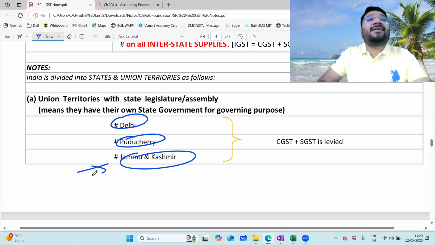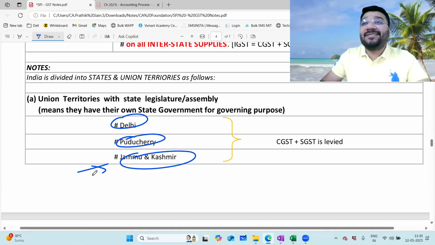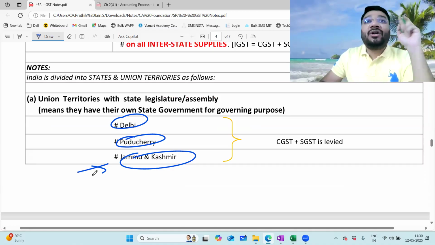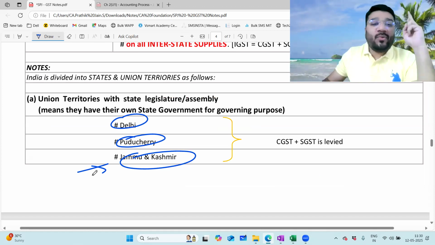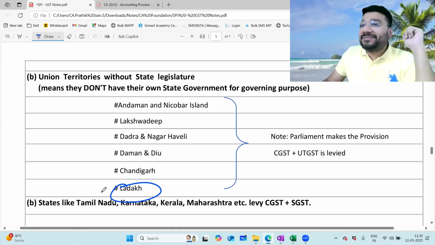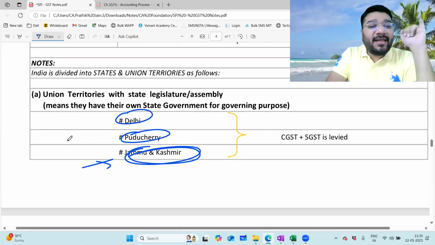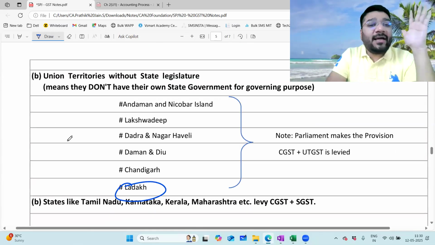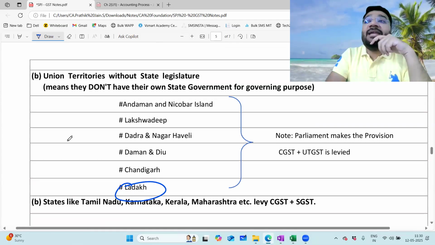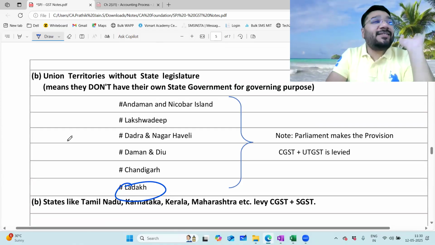Jammu and Kashmir is the latest addition. We cannot forget this. Those who said 7 is correct earlier, but in the last couple of years, 2 more UTs got added. One is Jammu and Kashmir. Second is Ladakh. Latest addition. So Delhi, Puducherry, Jammu and Kashmir, Andaman Nicobar Islands, Lakshadweep, Dadra and Nagar Haveli, Daman and Diu, Chandigarh and Ladakh. So how many are there? 9 in total.